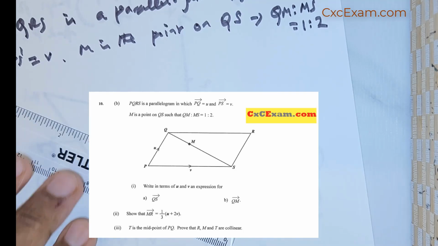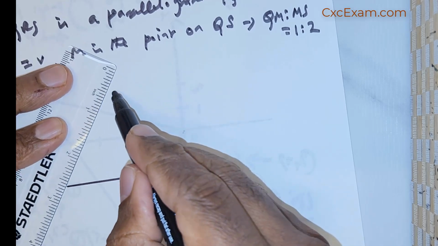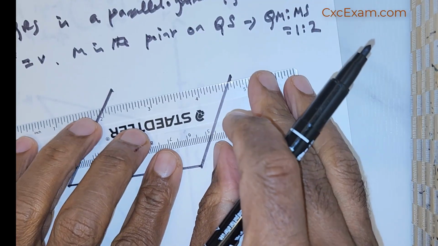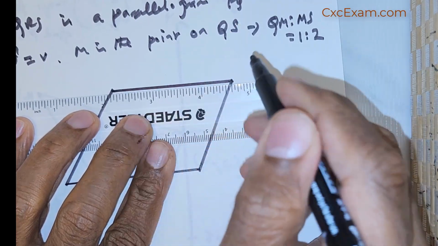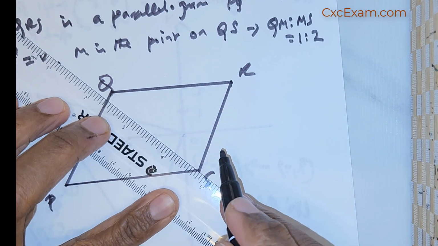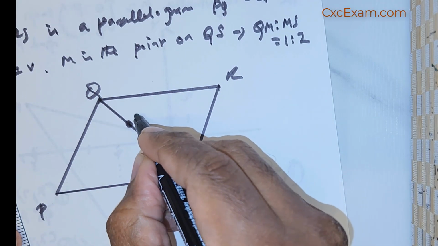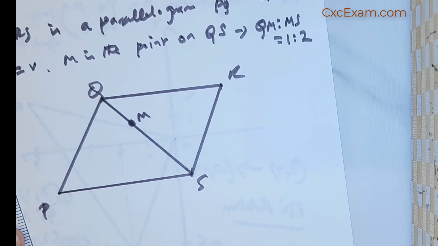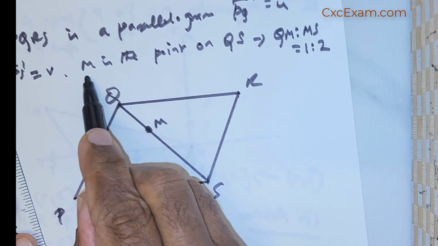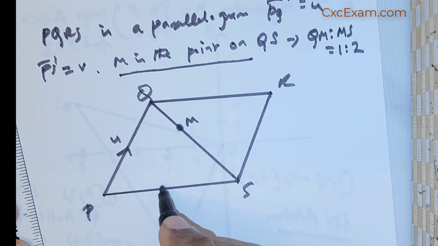Okay, so let me draw the parallelogram. The parallelogram looks like this. Okay, so you have P, Q, R, S, the diagonal, and M is on QS. Okay, that's given here. M is on QS. So this is the U vector, this is the V vector.